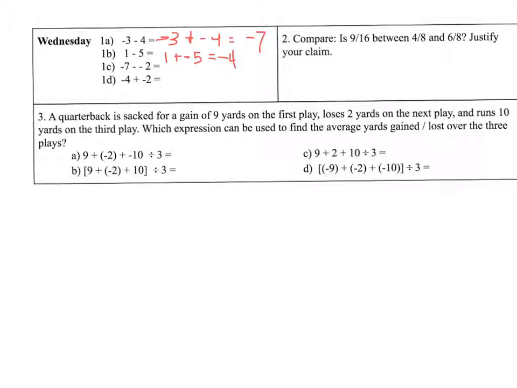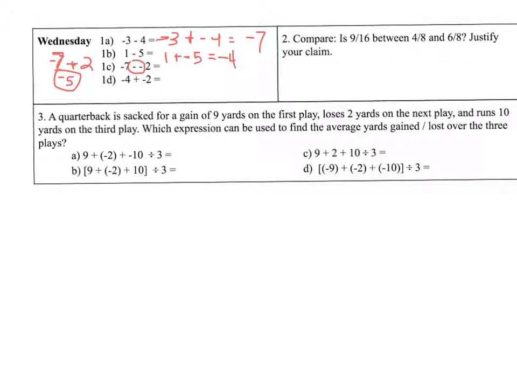For C, I'm going to do it on the right side. We have negative 7. And when you have your double negatives, the neighbor rule says that's actually an addition sign in disguise. So I have a negative 7 plus 2. These are different signs, so we're going to subtract them. 7 subtract 2 is 5. But since 7 is further from 0 and it's negative, then it's going to be a negative 5.